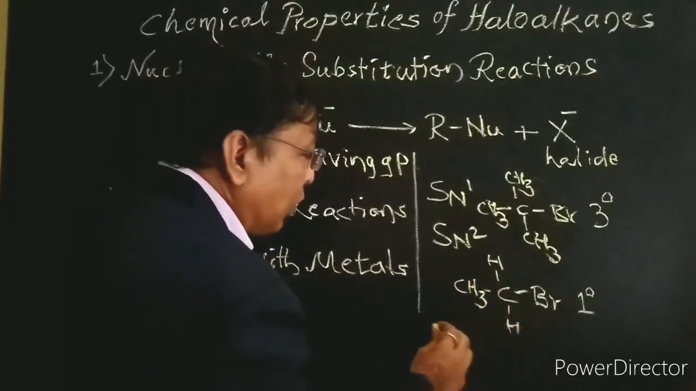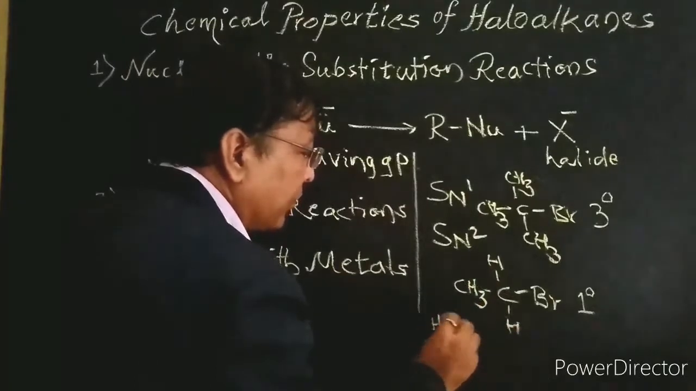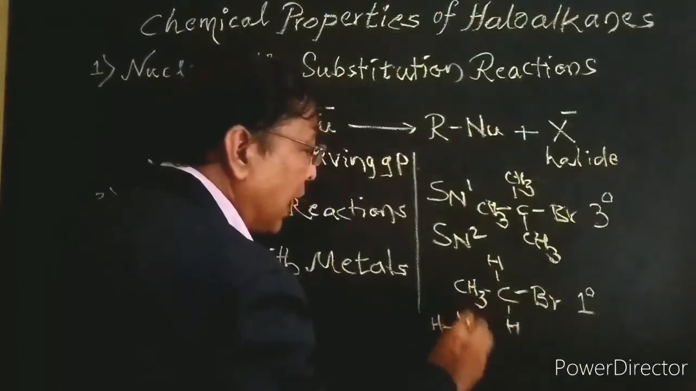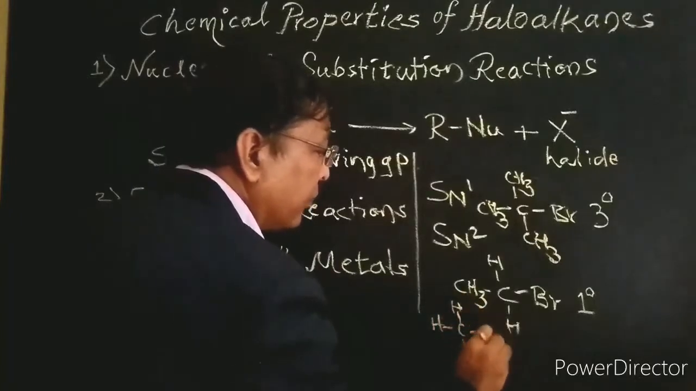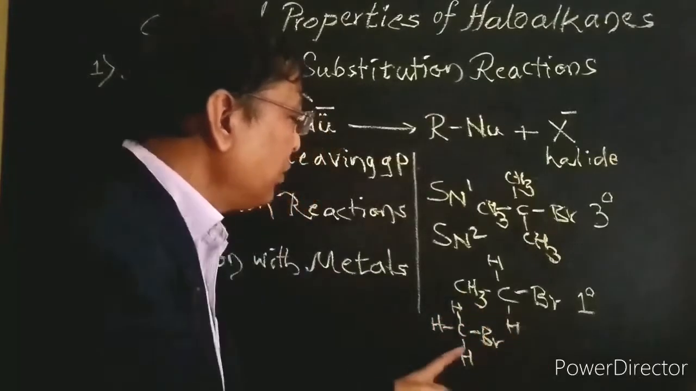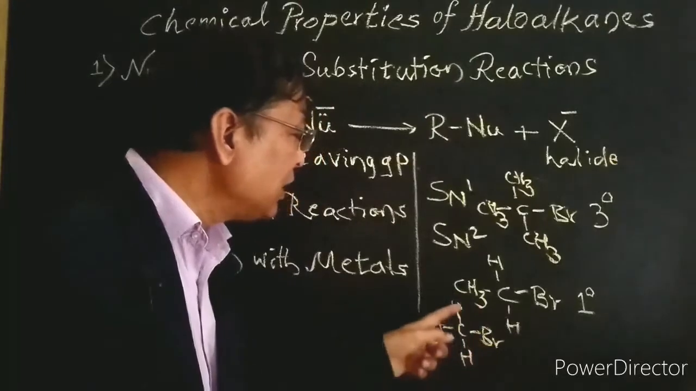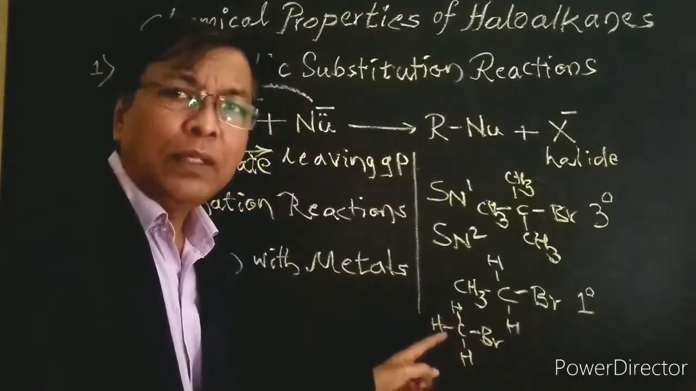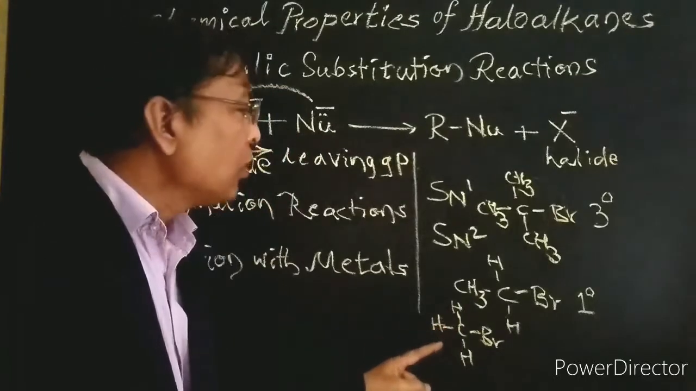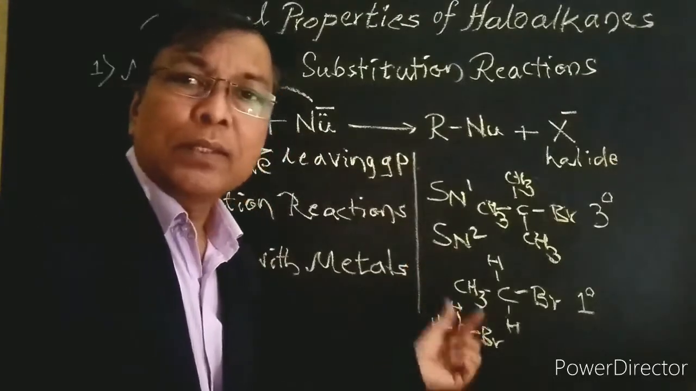I take one more example. If we take methyl bromide, here the carbon atom attached to the halogen atom is bonded with simple atoms like hydrogen, then definitely this alkyl halide follows the Sn2 reaction mechanism path.